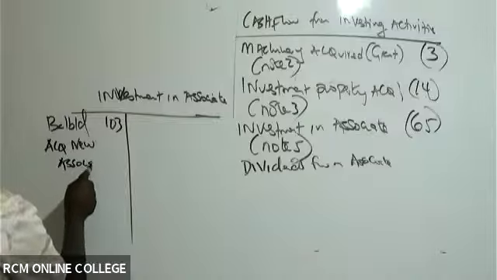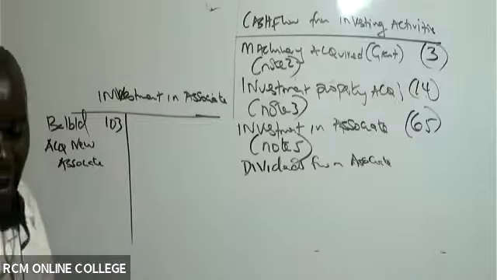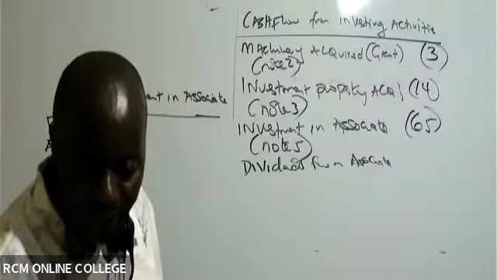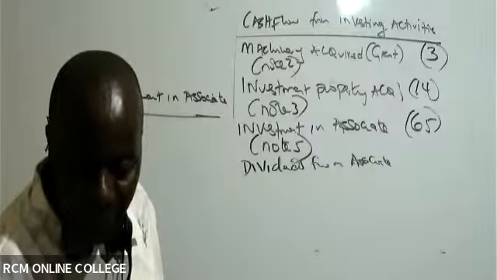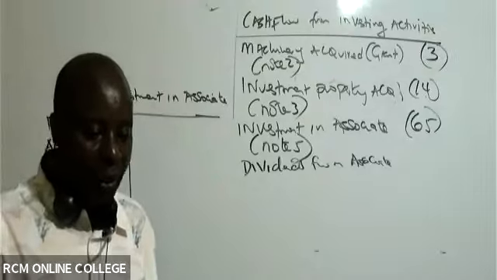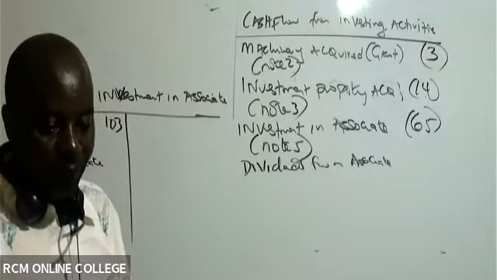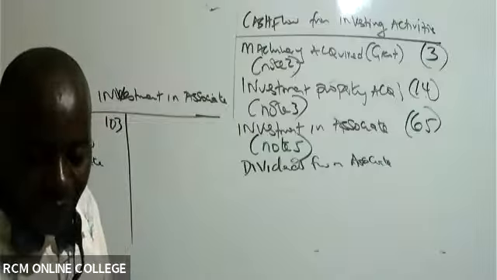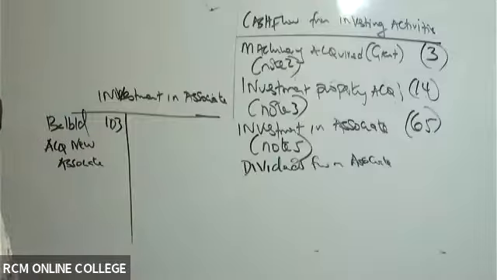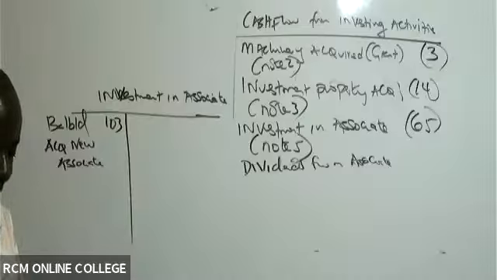Associate. We acquired new associate at how much? Yes, we acquired new associate at how much? Note number 5. 14, are you sure? The new associate acquired. New associates acquired. 65. Check there. Note 5.